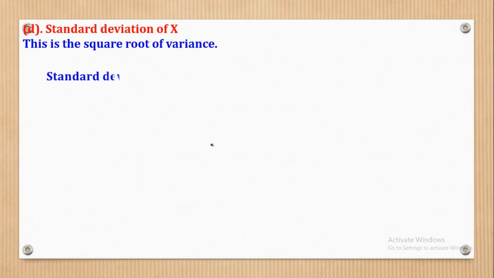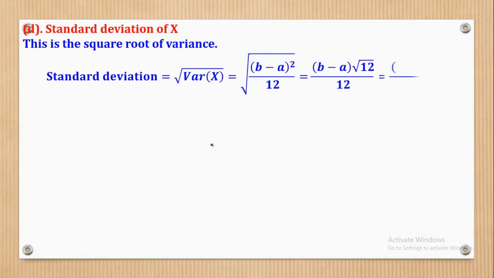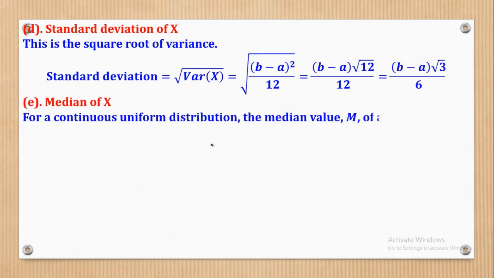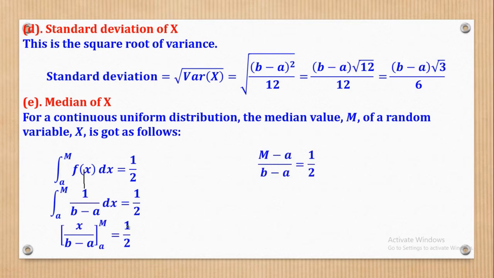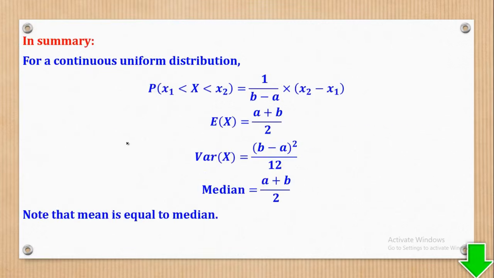The standard deviation is the square root of the variance, so you just get the square root of the variance, and that will be your standard deviation. And lastly, the median. For a continuous distribution, the median value M of the random variable x is got as follows. You integrate from the lowest limit to capital M and equate to a half. So our f(x) is that. When I integrate, I'll come up with that, then substitute the limits, cross multiply, collect like terms, and then make M the subject. Those are the expressions.